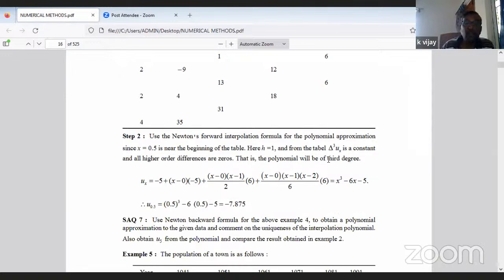See the fundamental Newton forward interpolation formula. We want the polynomial at x equal to 0.5. Here the third difference delta cube u is constant, and all higher order differences are 0. So the polynomial will be of the third degree.